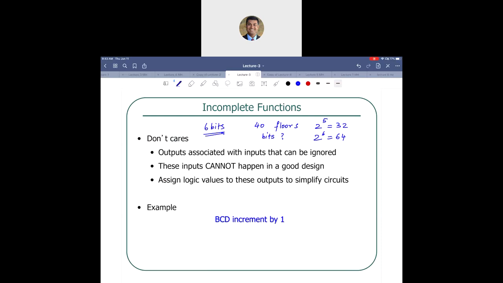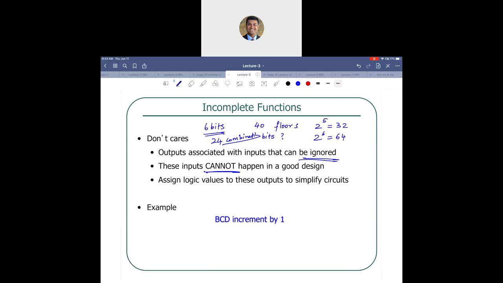So what do you do with the remaining 24 floors? The 24 different combinations. What do you do there? Those are ignored. Those are don't cares. And because these are don't cares, these inputs essentially cannot happen, right? Nobody is going to go into an elevator which has 40 floors and want to go to the 41st floor. There's nothing like that. So it cannot happen in a good design.